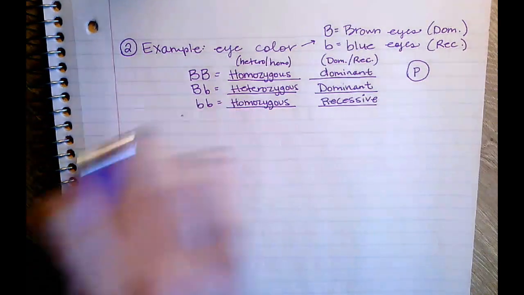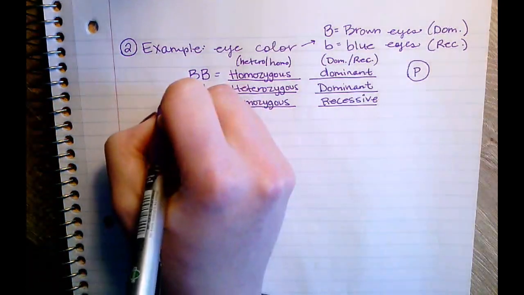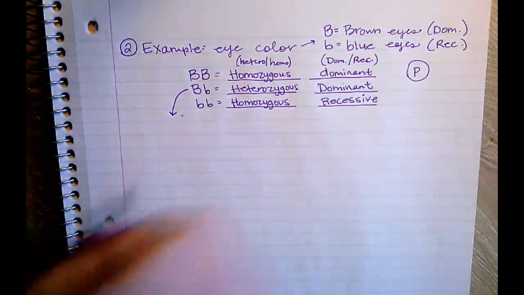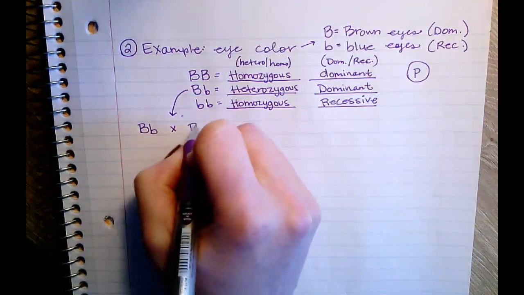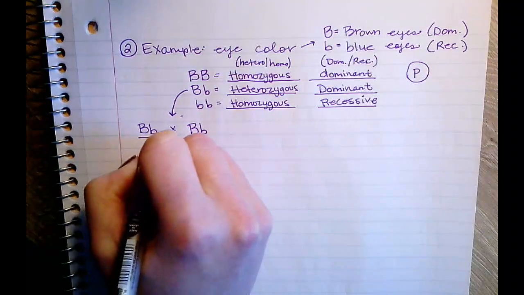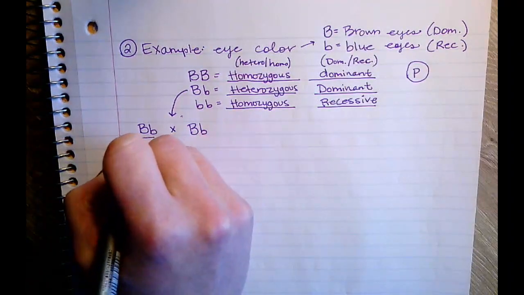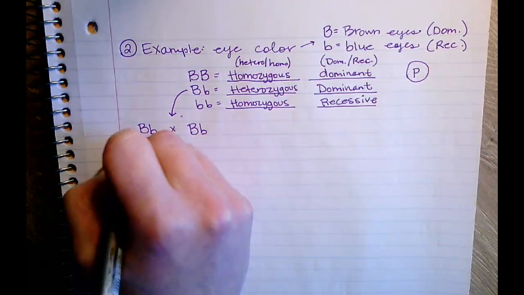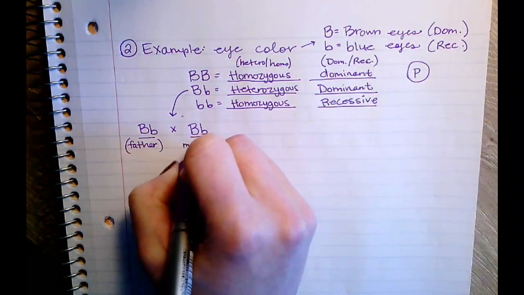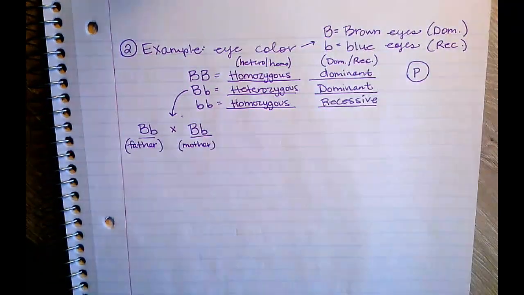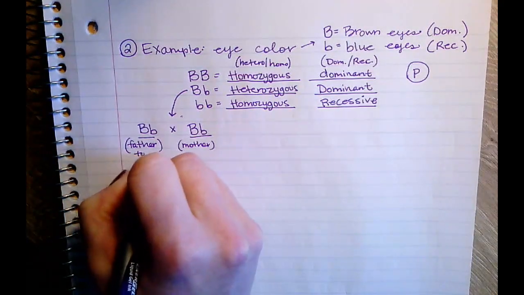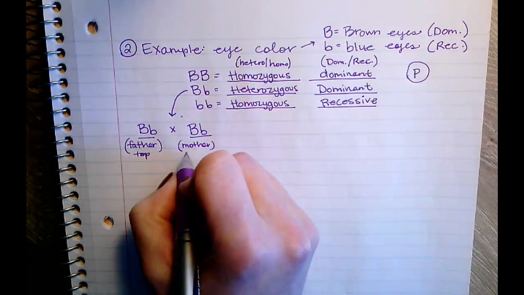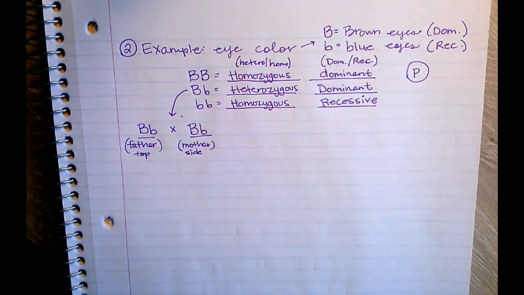Okay, so we're going to cross two heterozygous dominant. We're going to cross big B, little b, with another big B, little b. The first one that we cross is always the father, which is the male. The second one that we write is the mother. The only reason that matters is that the father is going to go on the top of our Punnett square and the mother is going to go on the side. Just keep that in mind.